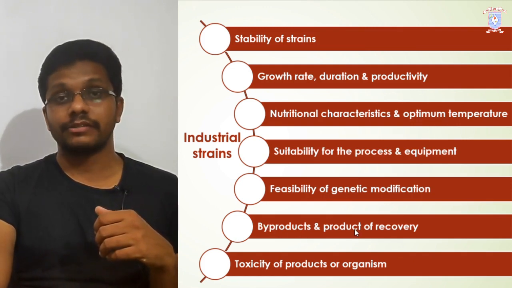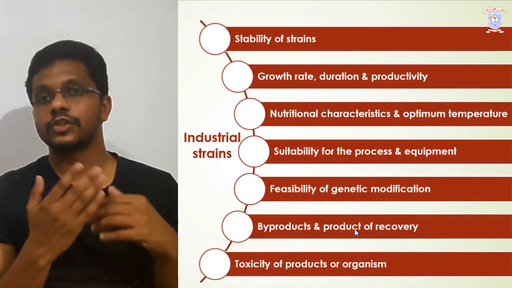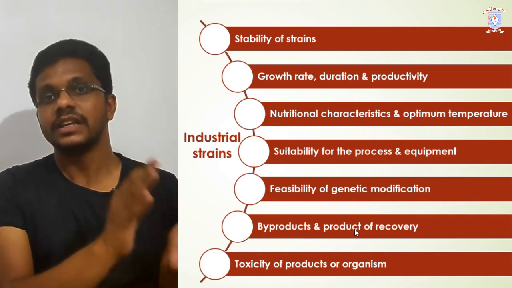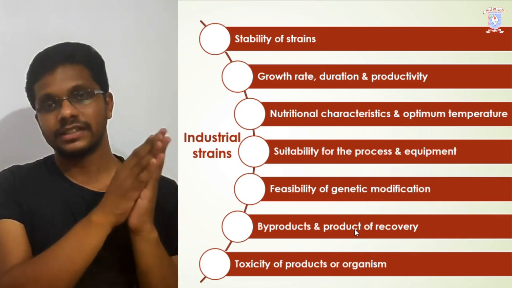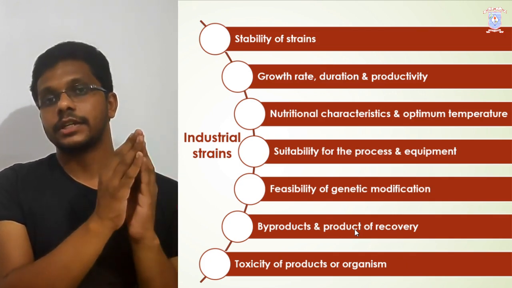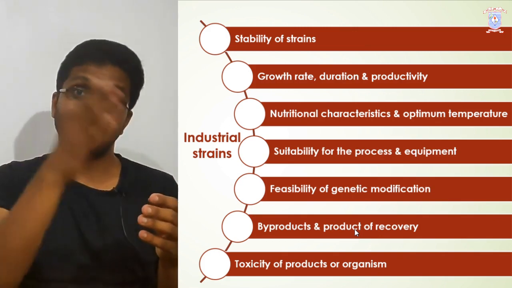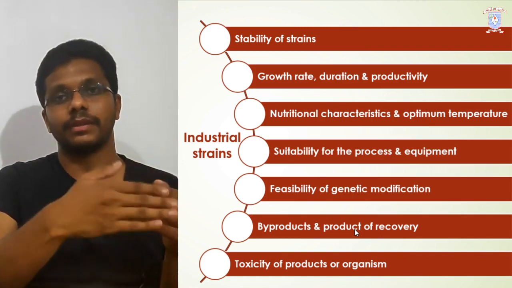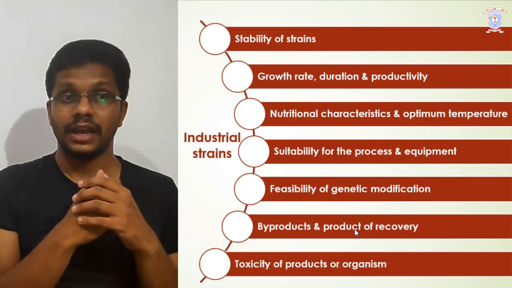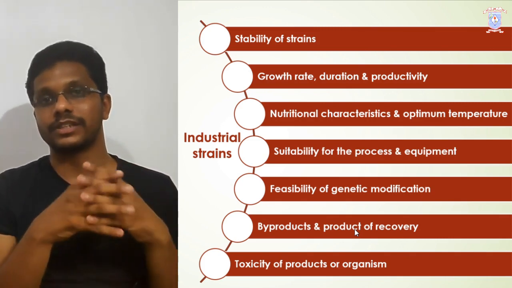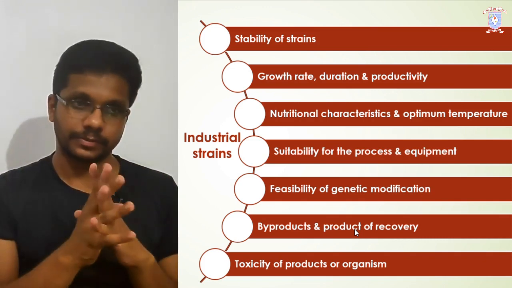Next thing is byproduct and product recovery. Most of the microorganisms produce byproducts. Other than the main products, there are some byproducts. If a microorganism is producing a byproduct which is similar to the main product, it will produce complications during the downstream processing, during the isolation and purification. We need to add another step to separate the byproduct from the main product. So ideally, the industrial strain should not produce byproduct, and it should be easy for the downstream processing. The product recovery should be easy when we are using an industrial strain for the bioprocess.